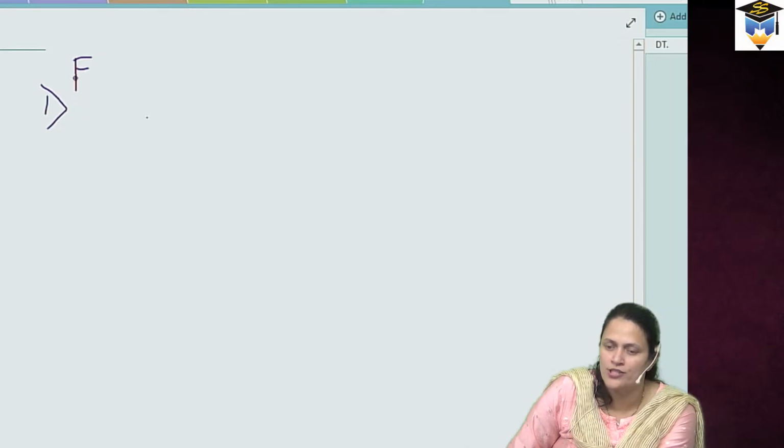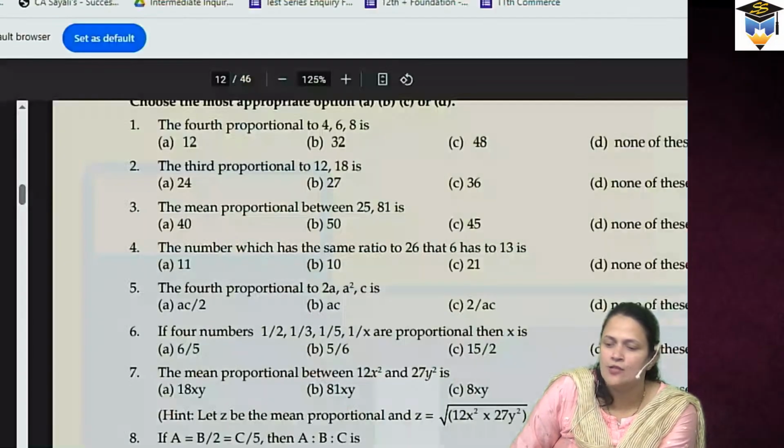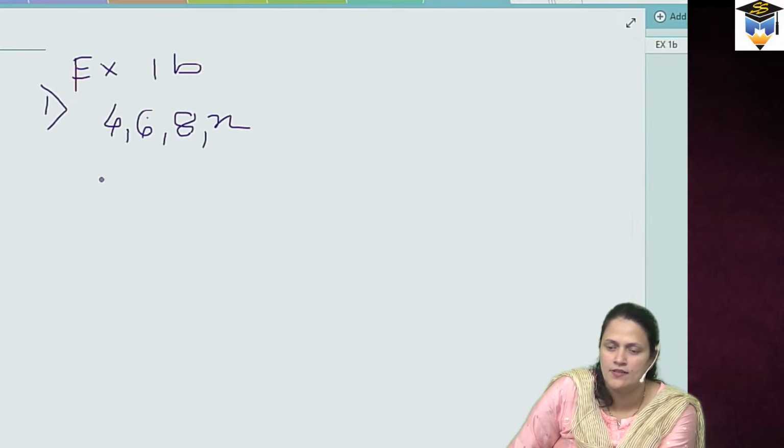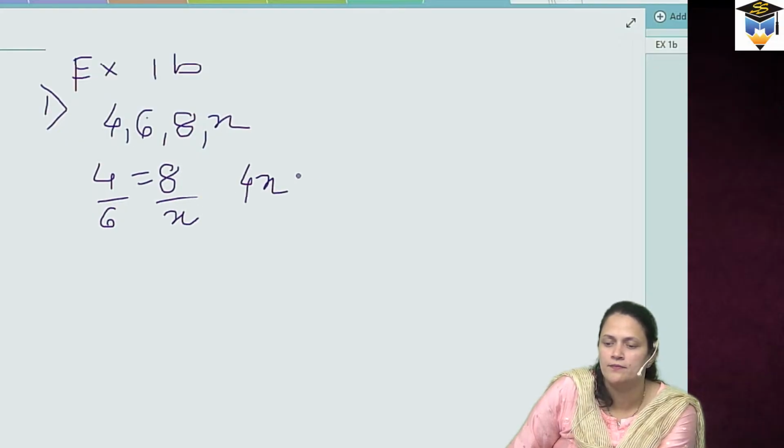Wait, I'll show you the question. They have asked us to find out the fourth proportional to 4, 6 and 8. So 4, 6, 8, x. The fourth proportional is x. Use the cross product rule. So the value of x is equal to 48 by 4, that is 12.